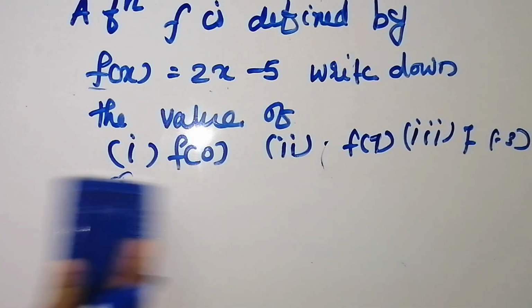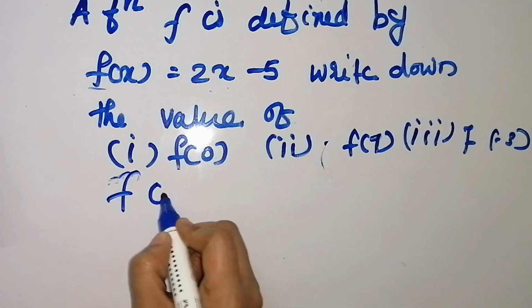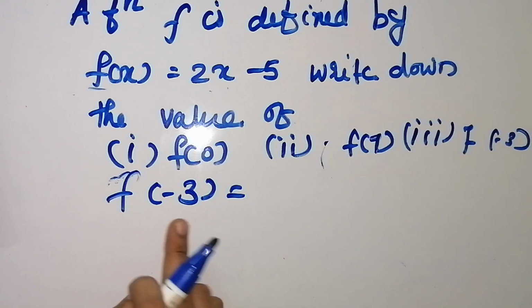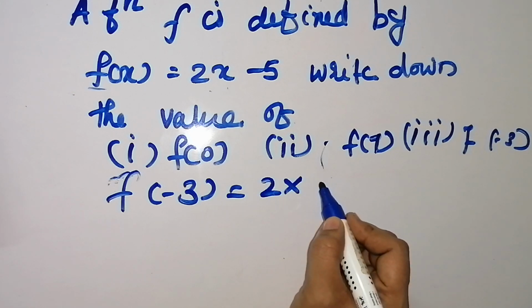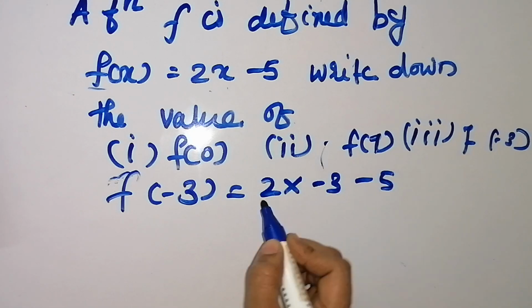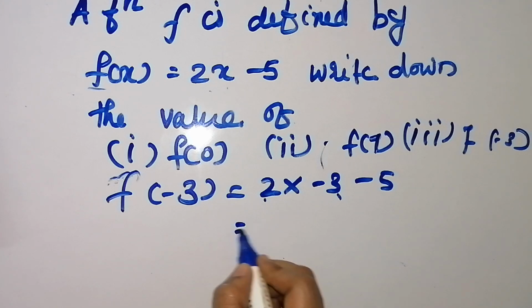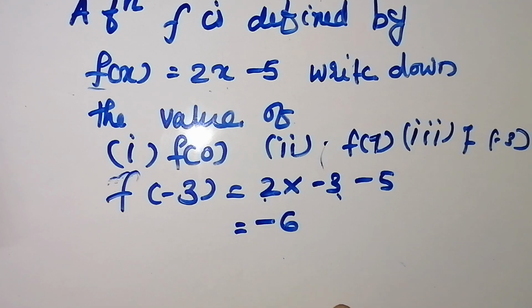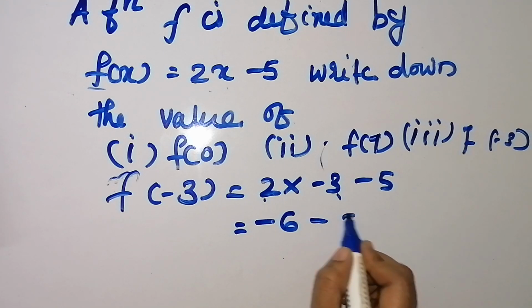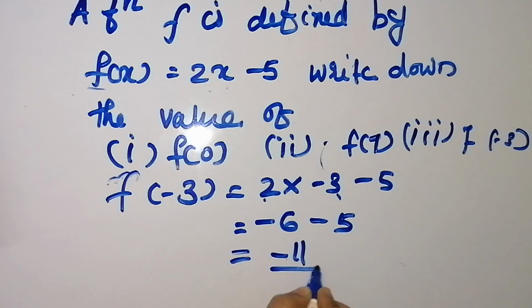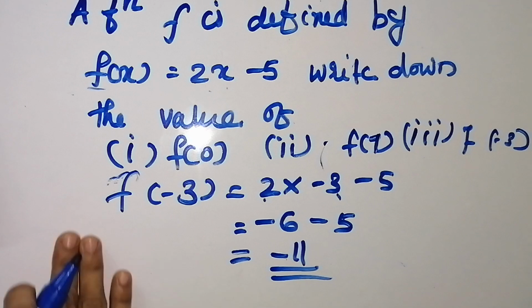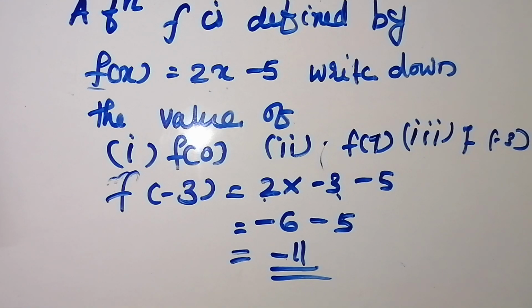Then we move to the next problem, f of minus 3. Same as the above type. f of minus 3, we replace this x with minus 3. So our question becomes 2 into minus 3 minus 5. 2 into minus 3 is always minus 6. Minus 6 minus 5 is equal to minus 11. This is a very simple problem. This type of problem can usually be asked in your board exam.